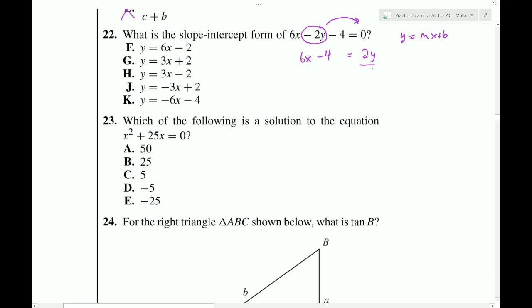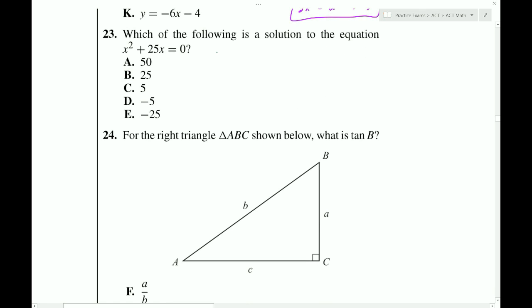Then we simply have to divide by 2 on each and every item. Now here we have an option of dividing by 2 collectively or individually. I like individually in this instance. Okay, the 2's cancel out and we're left with 6 over 2, which is just 3, and then 4 over 2 is just 2. And that matches with answer choice H.